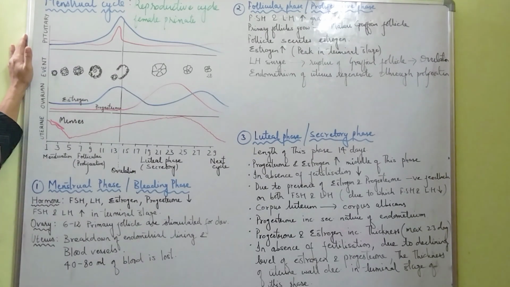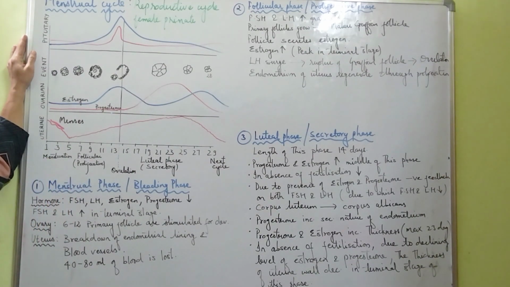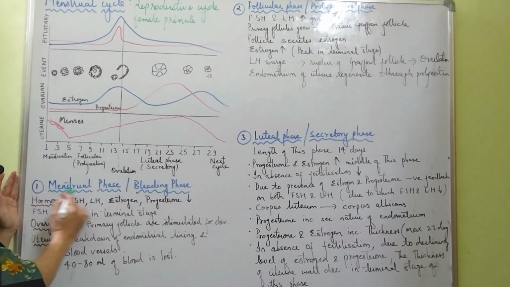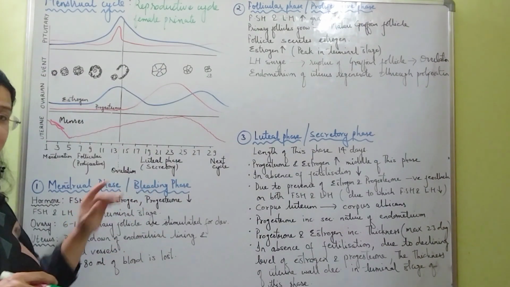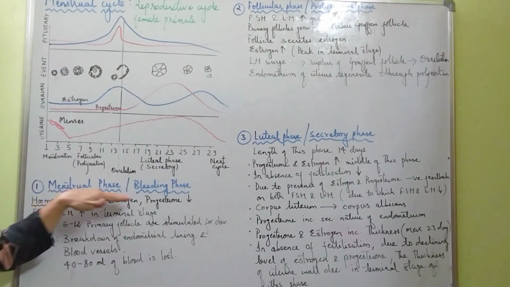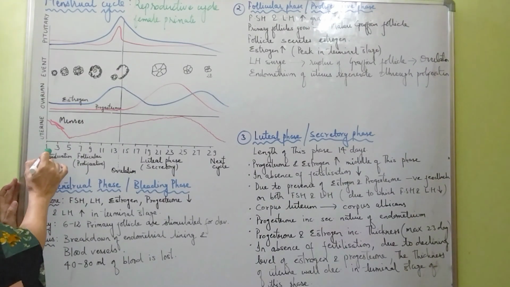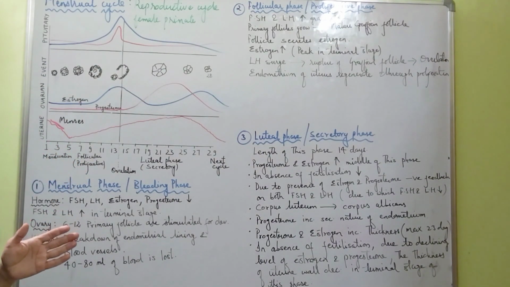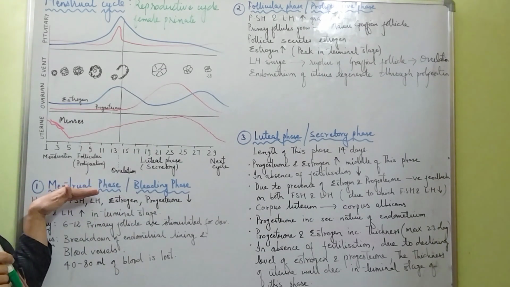So we will start from the very first day, when the menstruation starts. The first phase is known as the menstrual phase. It is also known as the bleeding phase. Suppose it starts on the first day, then it will be from the 1st to the 5th day. That period where the bleeding takes place is known as the bleeding phase or menstrual phase.